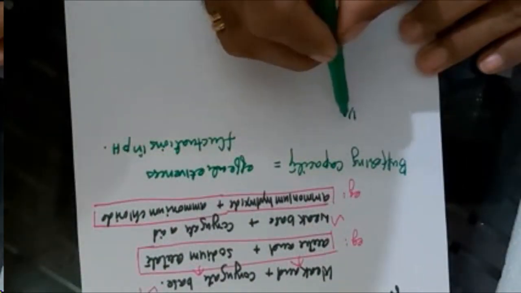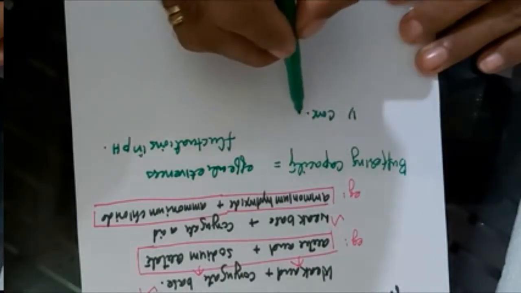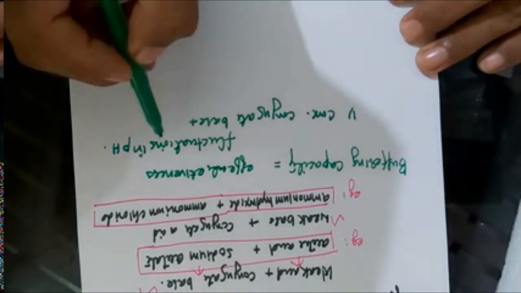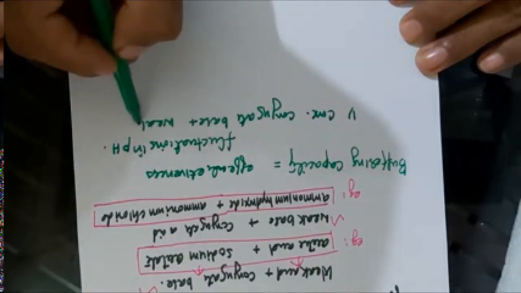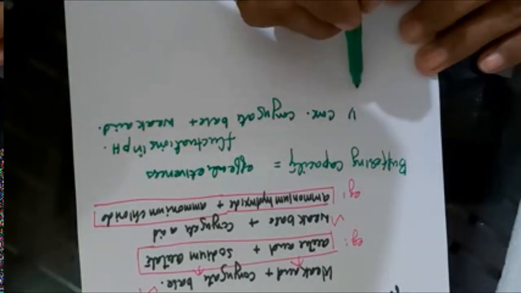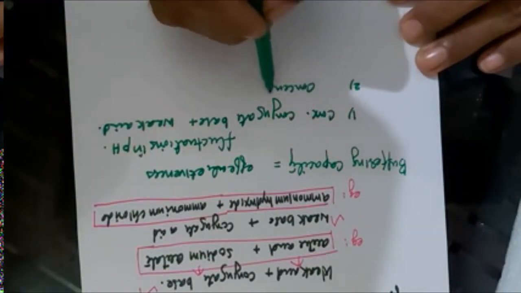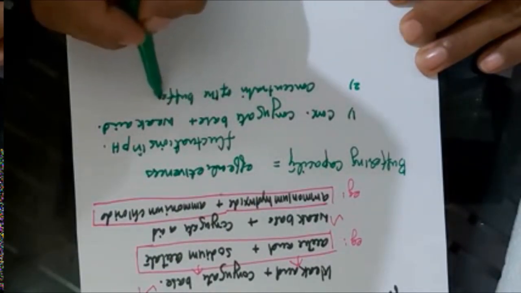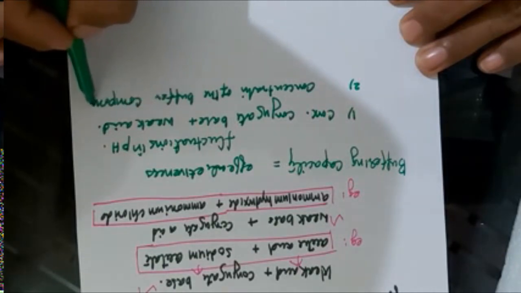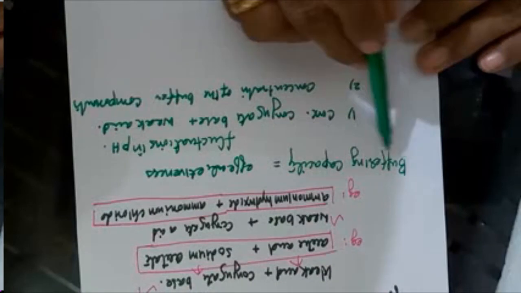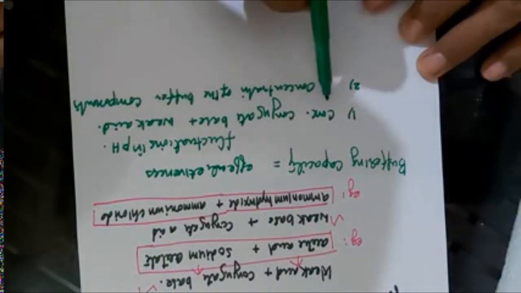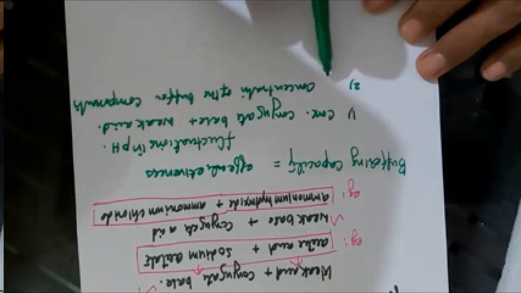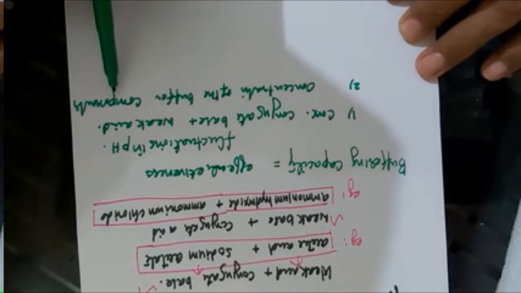One factor is the concentration of the conjugate base plus weak acid. The second one is the concentration of the buffer components. So these two factors affect the buffering capacity. So one is the concentration of the conjugate base plus its weak acid, and the second one is the concentration of the buffer components.